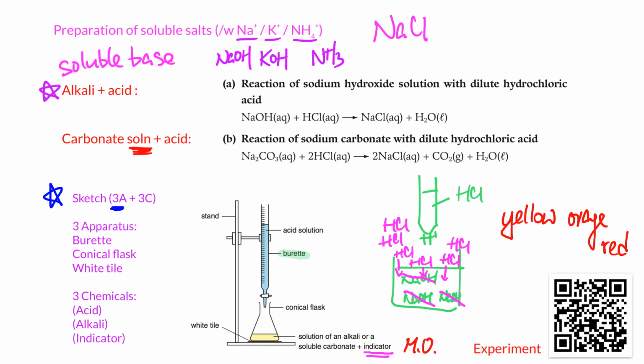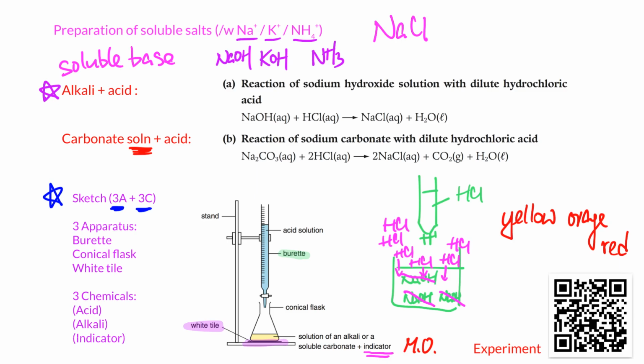So you have 3A and 3C. What is 3A, 3C? That means 3 apparatus you must label: Burette, conical flask, and white tile. Take a closer look. You'll see that we have a white tile here. The white tile allows us to observe the color change more easily. And then 3 chemicals.